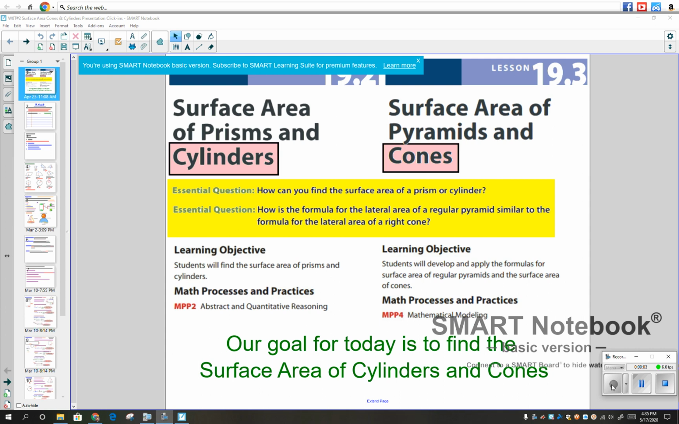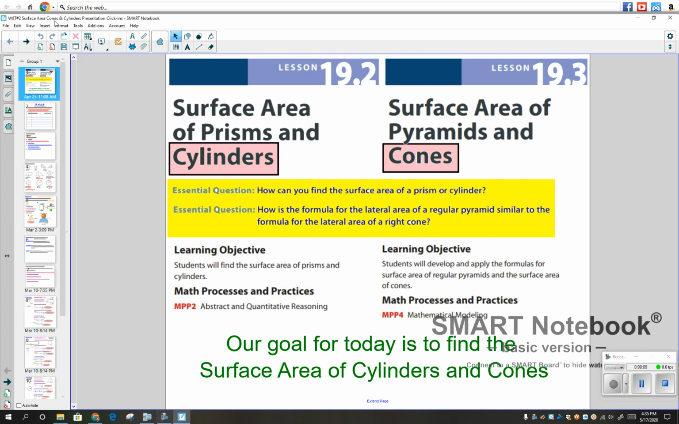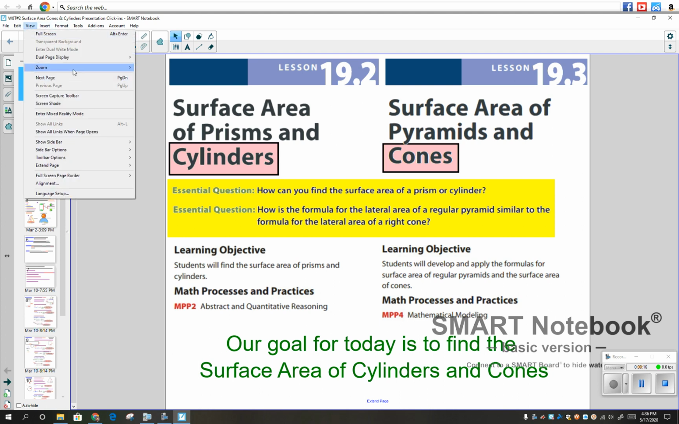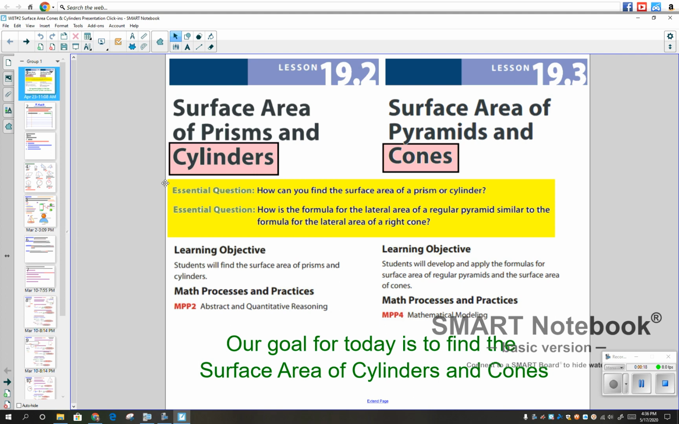Hey, welcome back. Week 8, task number 2. We're going to continue with surface area, but today we're going to look at cylinders and cones. So our goal today is to find surface area of cylinders and cones.